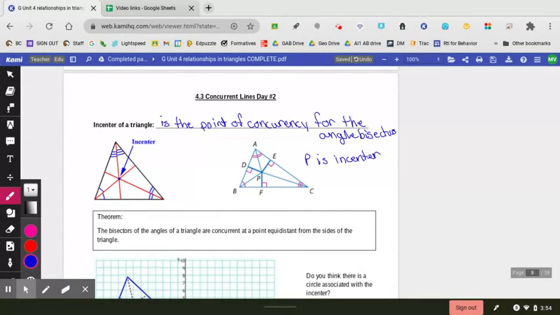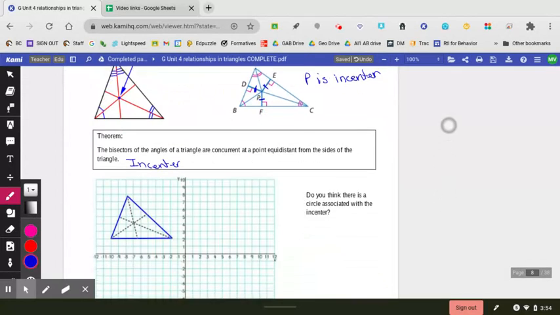The bisectors of the angles of a triangle are concurrent at a point equidistant from the sides. This point is called the incenter. But what that means in our triangle up here, where P is, is that DP, PE, and PF are all equidistant.